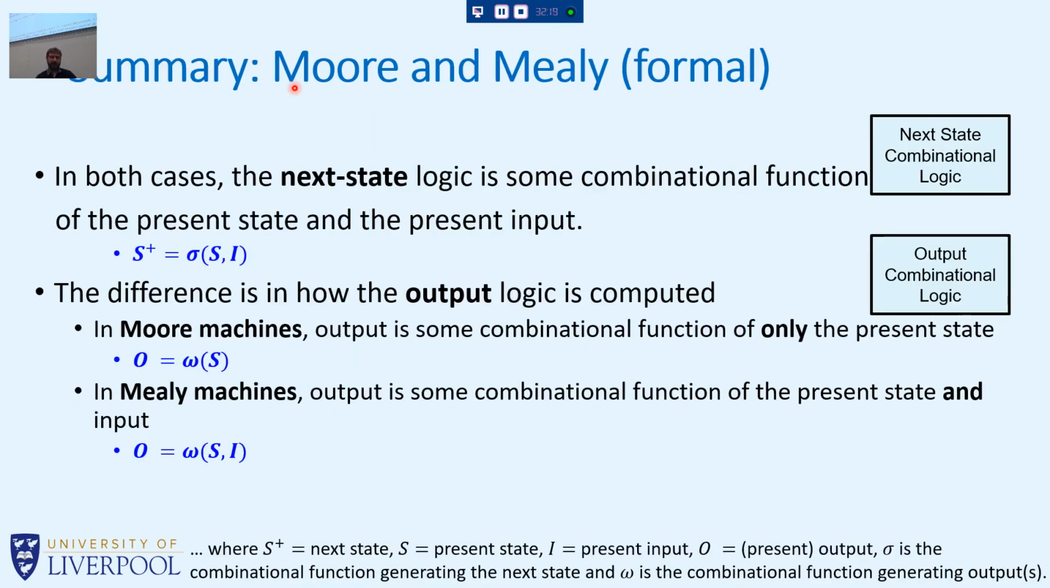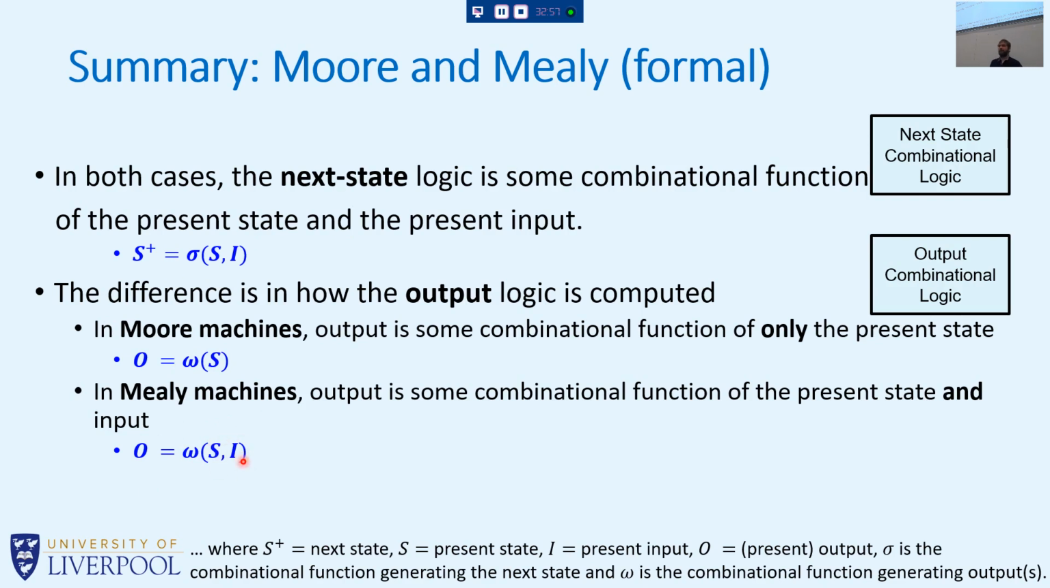Right, we could summarize this even more formally, and when I say even more formally, I mean mathematically. Again, some of you may look at this and think, but that's fine, because it's not essential to your understanding. However, I would invite you to take a look at this. What we're basically saying here is, in all cases, the next state is some combinational logic function of the present state and the present input. In a Moore machine, the output is only a function of the present state. In a Mealy machine, the output is a function of the present state and the current input.